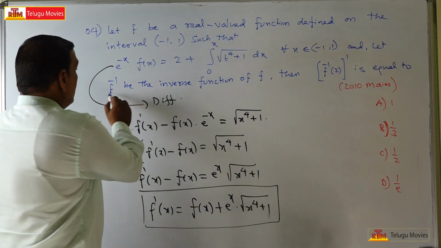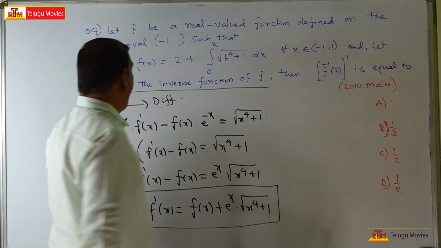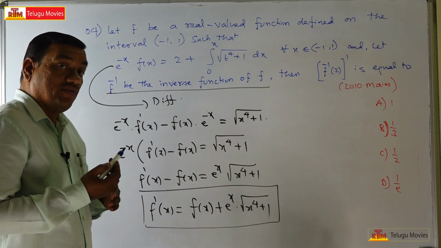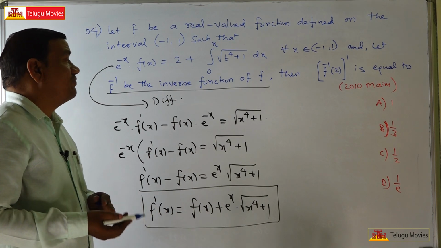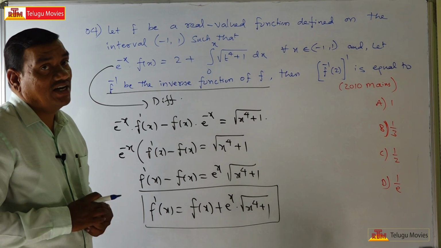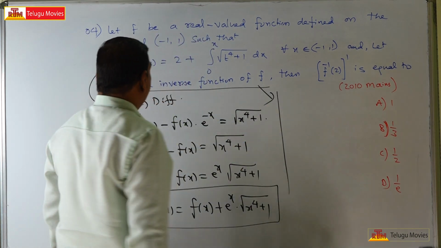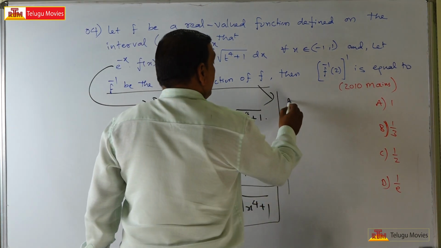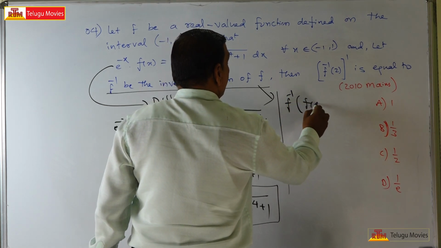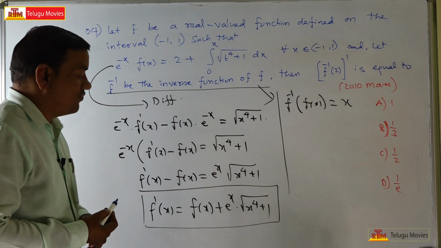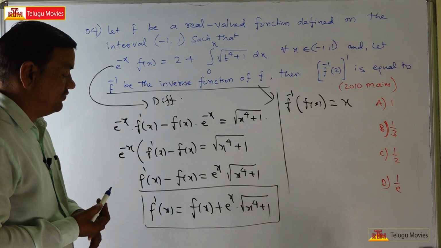What is the second data? f inverse be the inverse of the function f. That means f inverse composed with f is an identity function. From this we can say, in notation, I can write it as f inverse of f of x is equal to how much? x. f inverse of f of x is equal to x, we can write it.